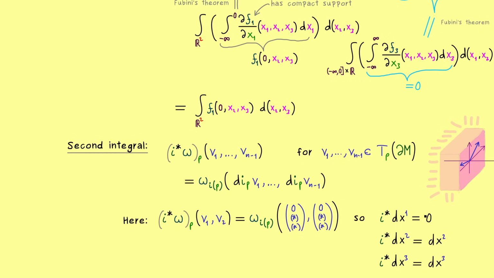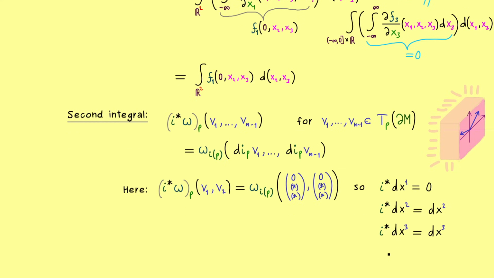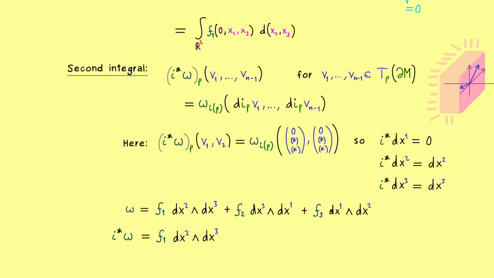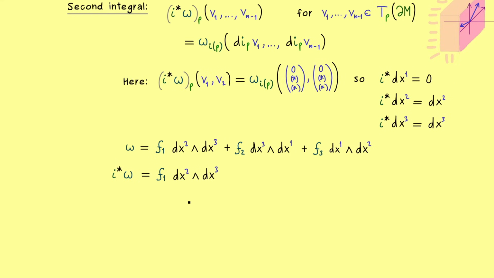In fact, this is all we need to know, because that knowledge we can apply to our omega. So no matter which n for the dimension we choose, we always know that omega is given by such a combination where in the forms here at the back, always one dx is missing. Therefore I star omega will cancel all of them except the one where dx1 is missing. This is the only one that can survive, and there our integration will happen.